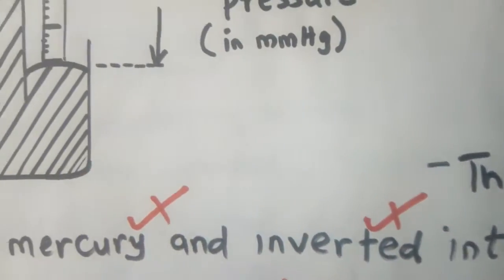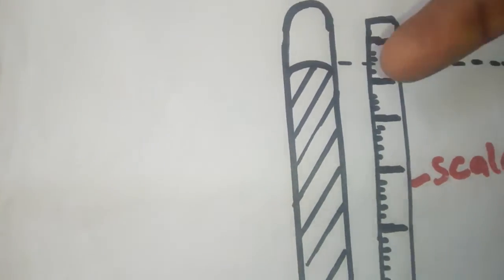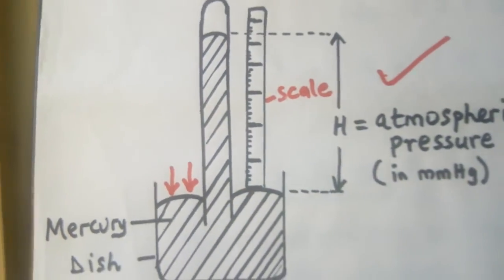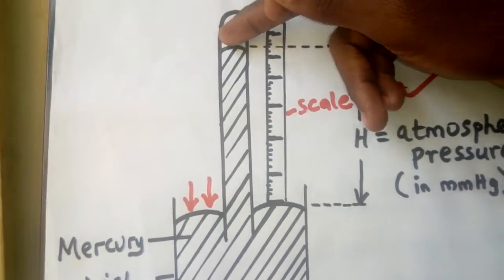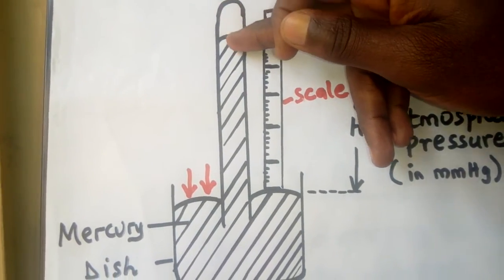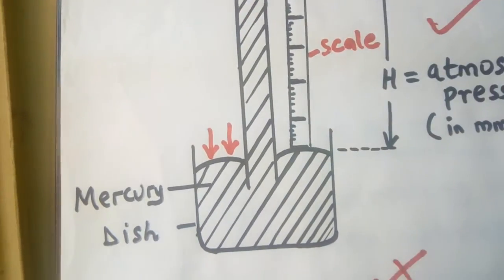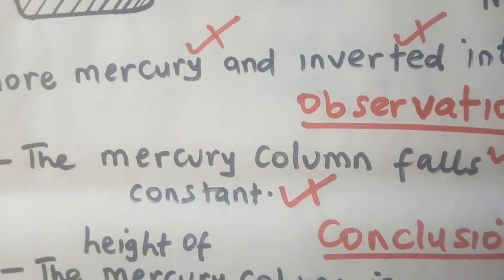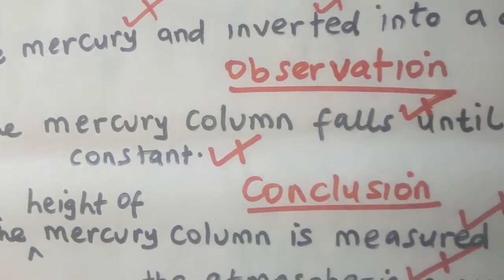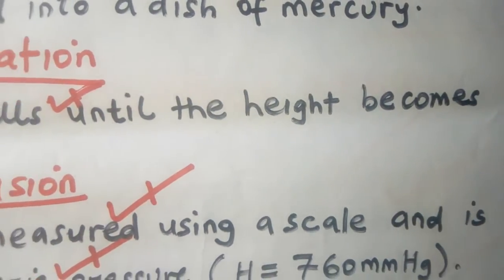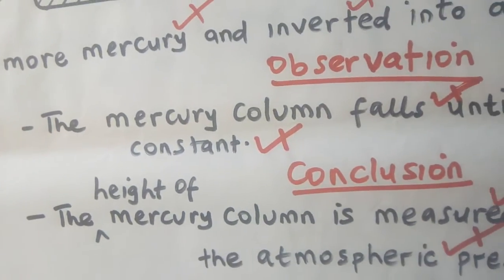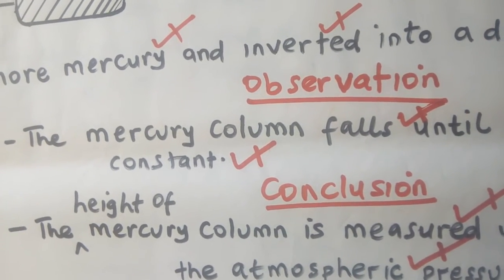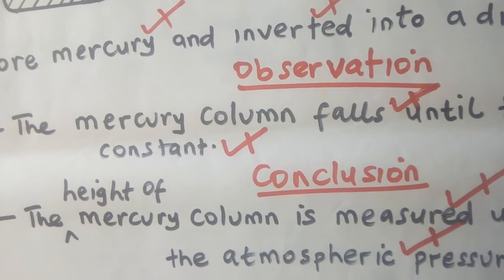Now, after inverting this, after putting it in a dish of mercury, what do you see? Much as you fill this tube with mercury, you'll realize that the mercury level begins falling down until it becomes constant. So under our observation, the first observation is the mercury column falls until the height becomes constant. So the mercury in the long tube will drop until it becomes constant, until it stops.